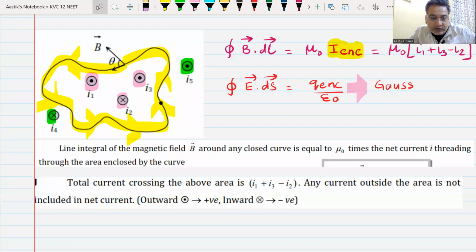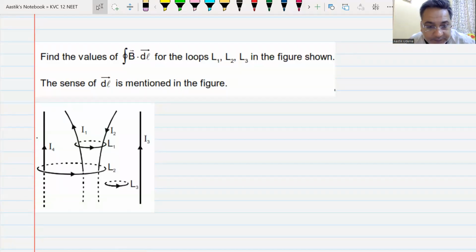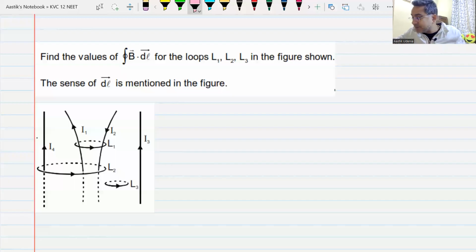You have to find out the line integral for the loops that I have given. There are three loops that I have drawn, and then there are four or five currents. You have to find out the integral of B dot dl for all the three loops, and I'll give you 1 or 2 minutes to solve it, get the answer, and get confident.